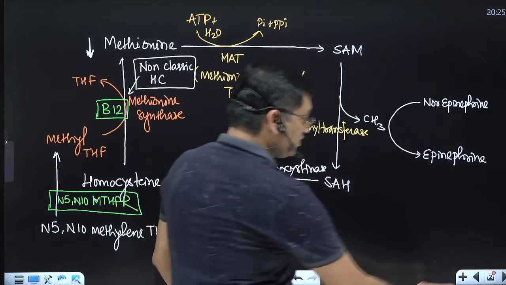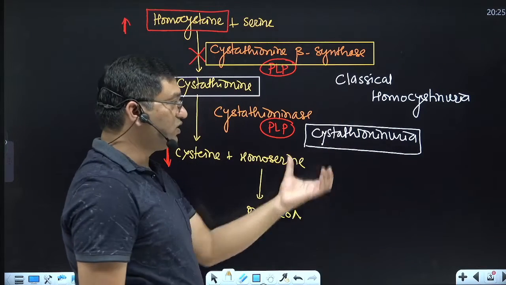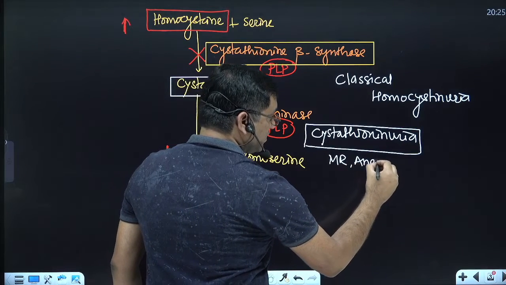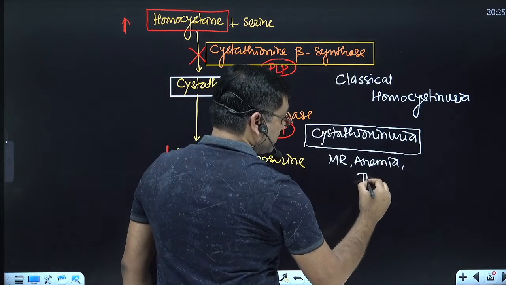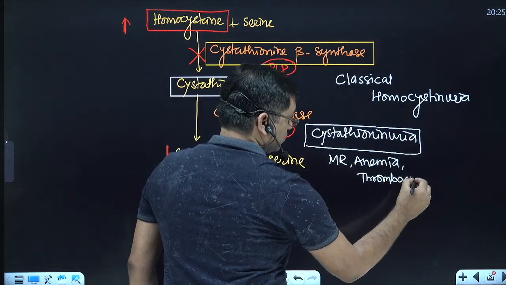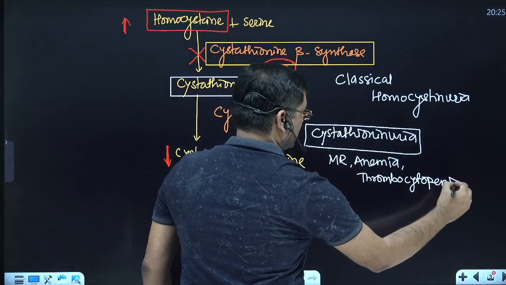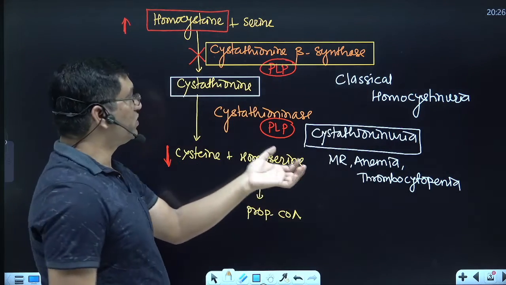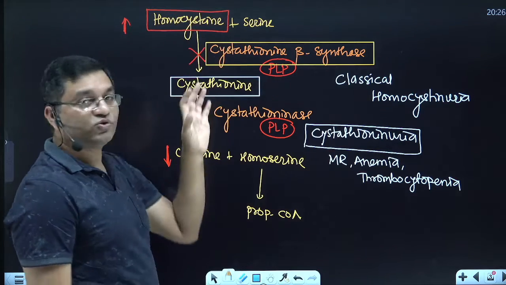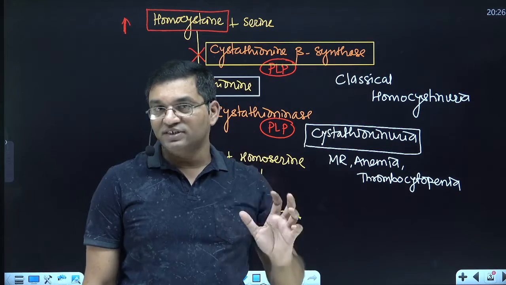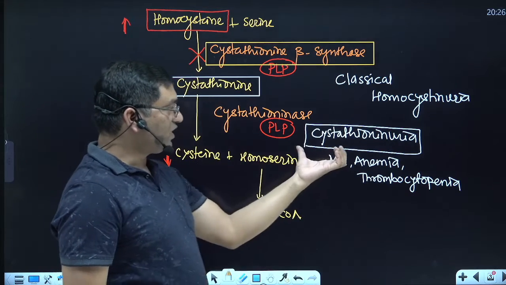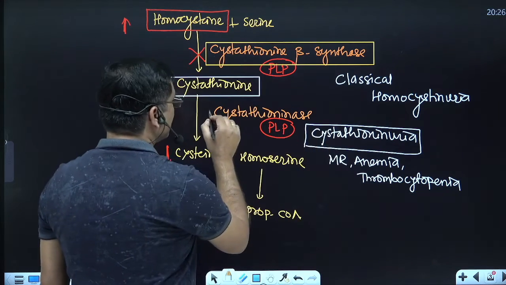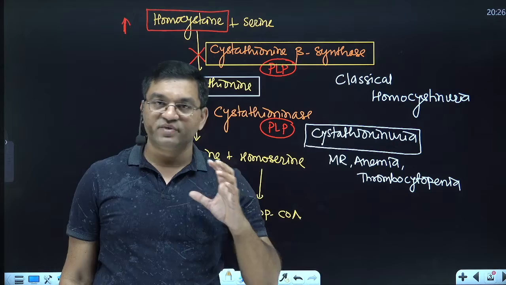Now the next one related to this topic is cystathioninuria. It presents with mental retardation, anemia, thrombocytopenia. The cyanide nitroprusside test is negative in cystathioninuria. The cyanide nitroprusside test detects homocysteine in the urine. So cystathioninuria: mental retardation, anemia, thrombocytopenia. This is due to a defect in cystathionase, which is also a pyridoxal phosphate dependent enzyme.